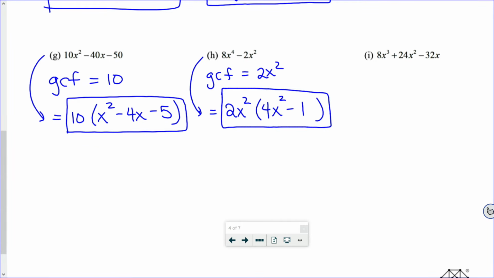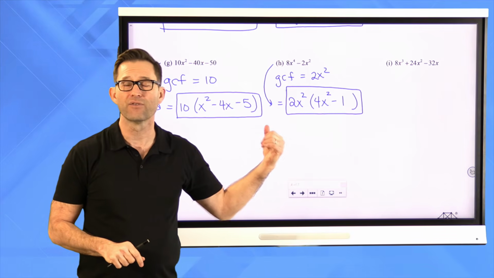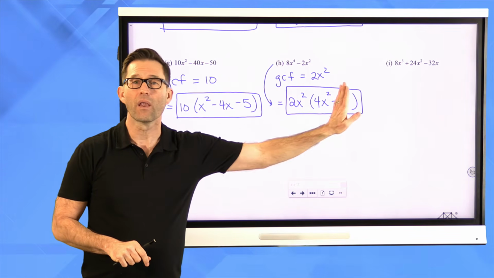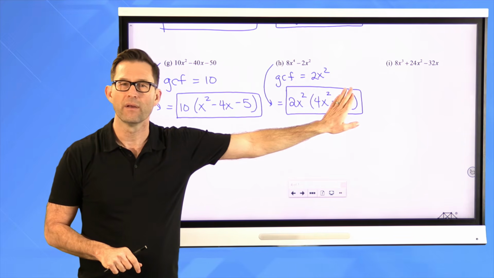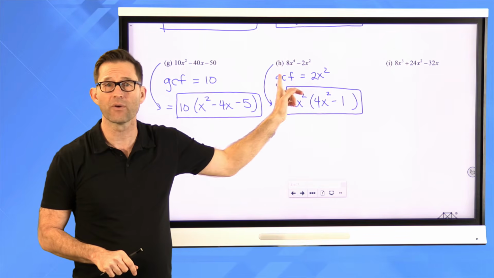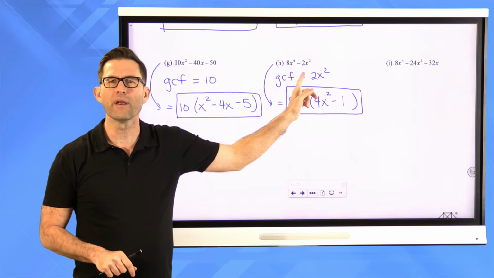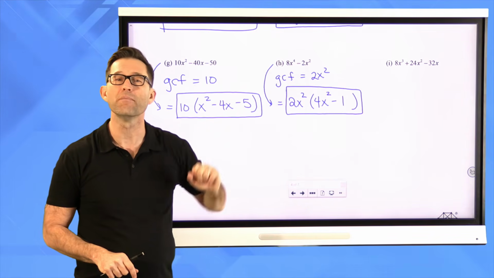That is where a lot of students will make a mistake. They'll say, all right, I factored the 2x squared out. So a lot of students will just write down the answer as 2x squared times 4x squared. The problem there is if you multiplied 2x squared times 4x squared, you'd get your 8x to the fourth, but you'd never end up with this term. So this and this wouldn't be equivalent.